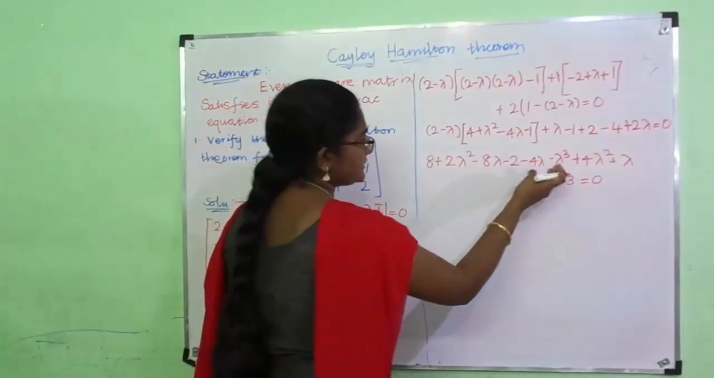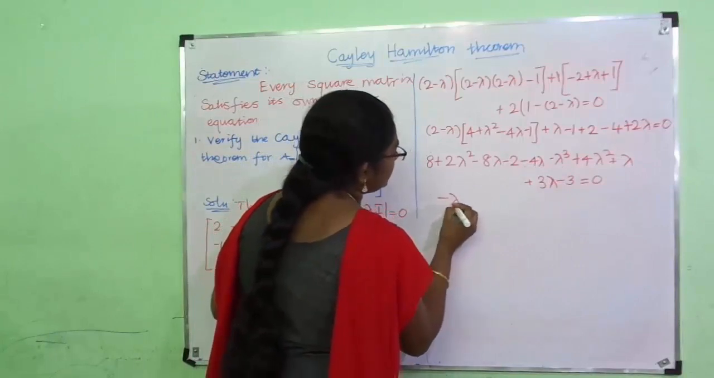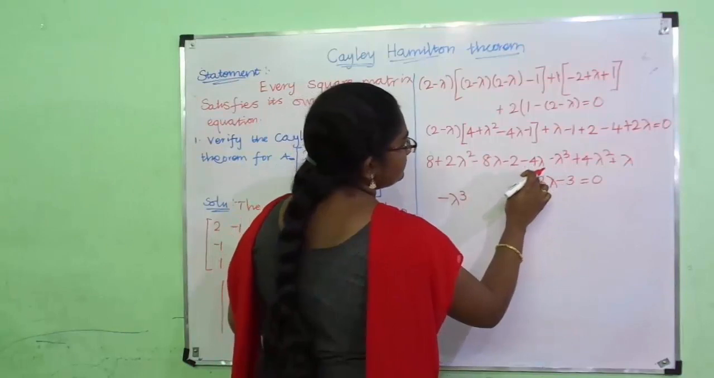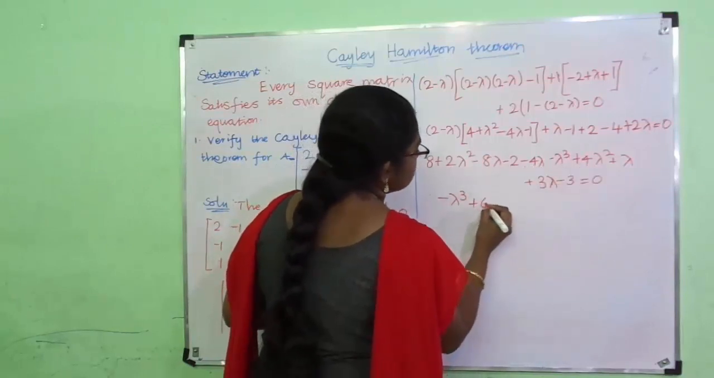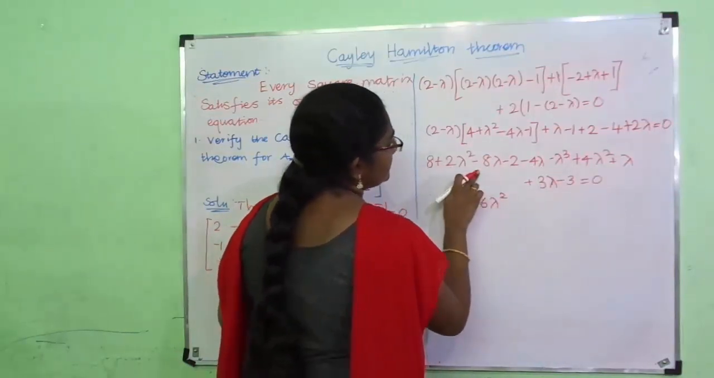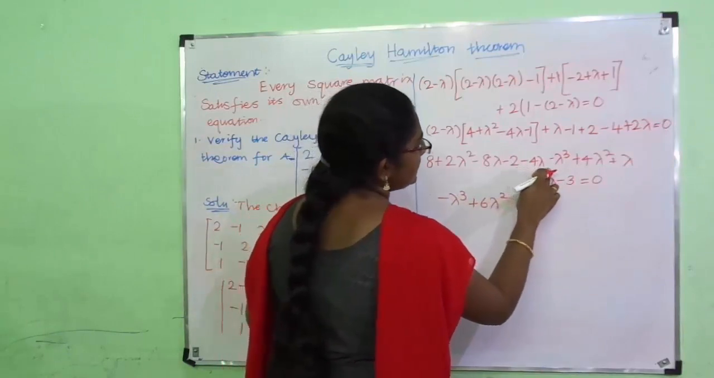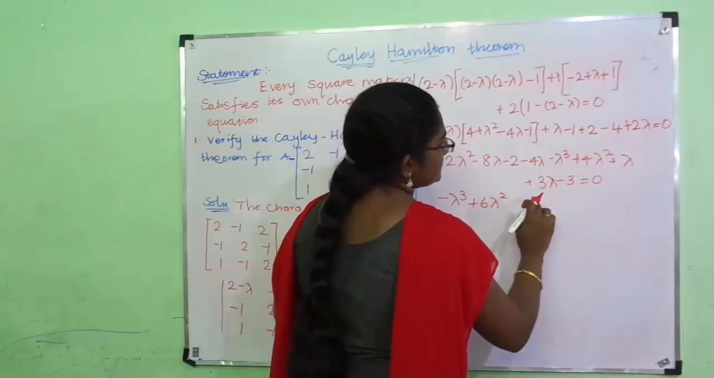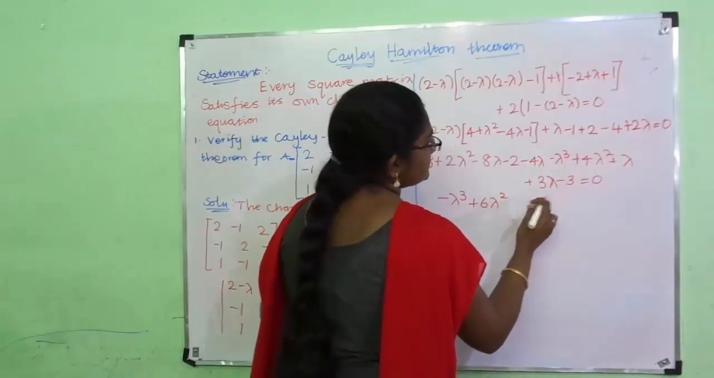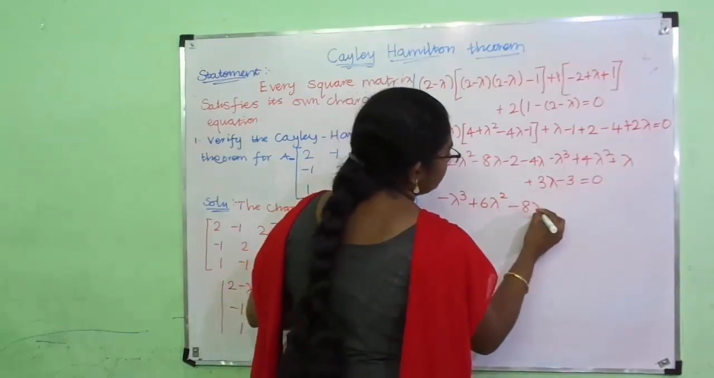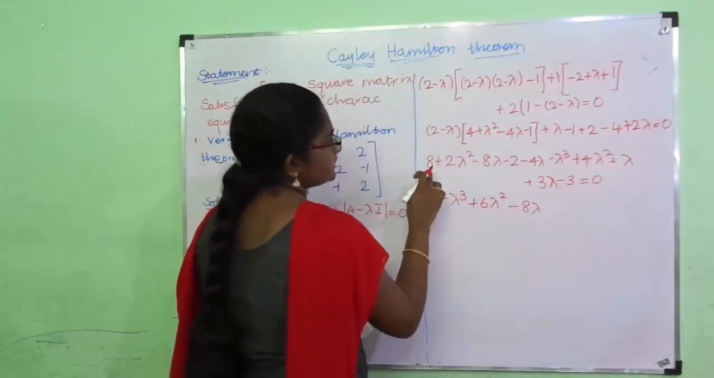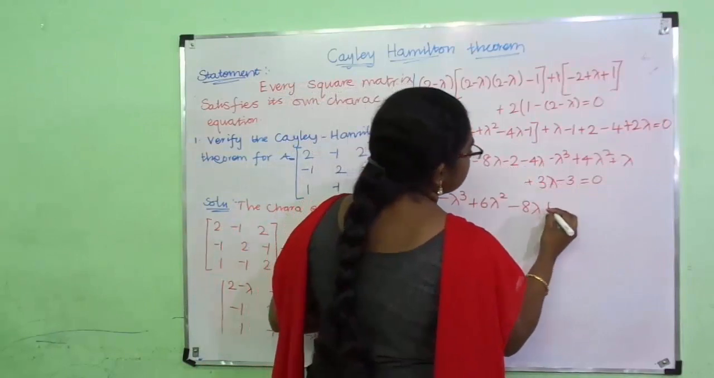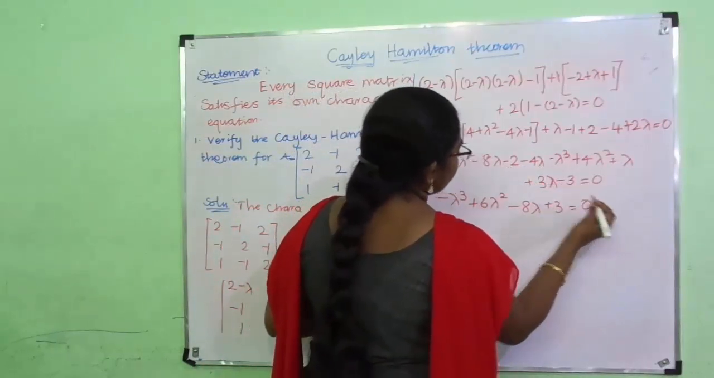I am rearranging this, writing lambda cube values first, then lambda square values, plus 2 lambda square plus 4 lambda square you get 6 lambda square. Next lambda values, minus 8 lambda minus 4 lambda you get minus 12 lambda, plus lambda you get minus 11 lambda, plus 3 lambda you get minus 8 lambda. Next, constant terms, 8 minus 2, 6, 6 minus 3, you get 3, which is equal to 0.